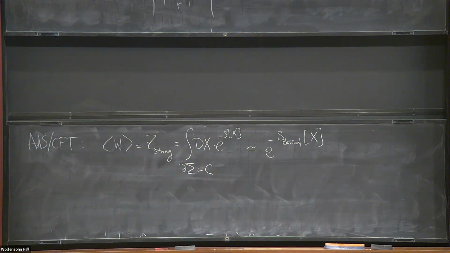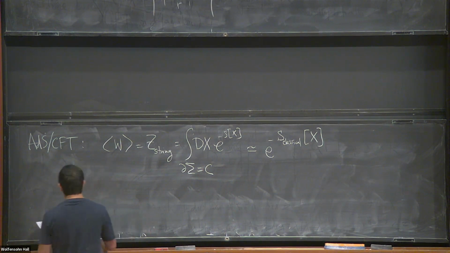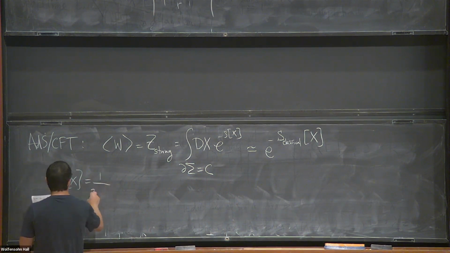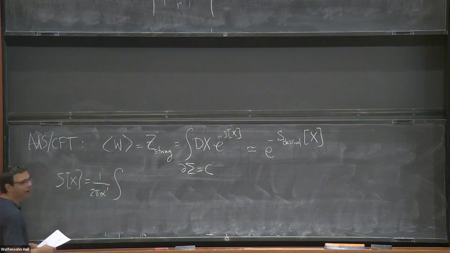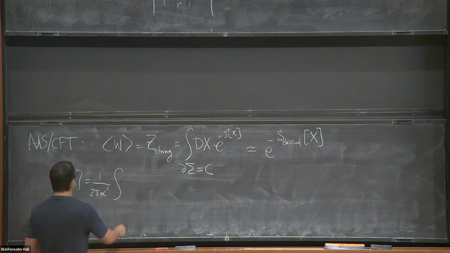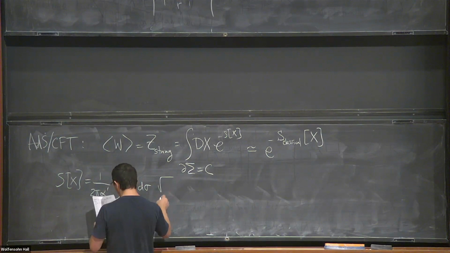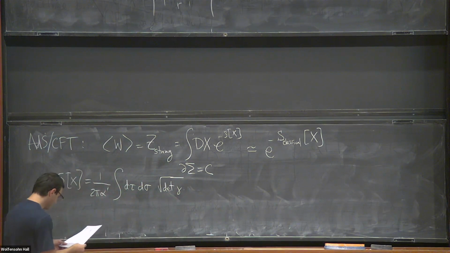So how do we do that? So the string action is 1 over 2 pi alpha prime times the area of the worldsheet. We can parameterize the worldsheet with 2 coordinates, tau and sigma. And we have to include the square root of the determinant of the induced metric.